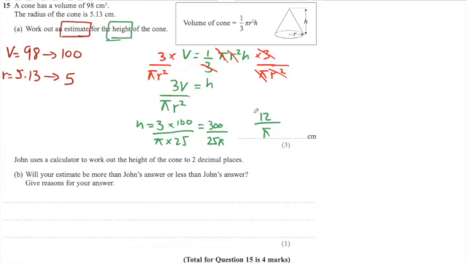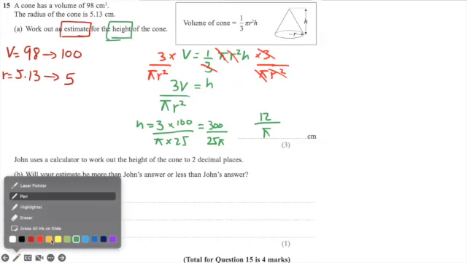Okay, so that's 15A. Now for 15B, it says John uses a calculator to work out the height of the cone to 2 decimal places. Part B says, will your estimate be more than John's answer or less than John's answer? Give reasons for your answer. So is our estimate an overestimate or an underestimate?